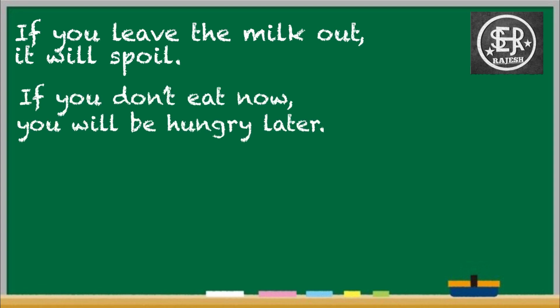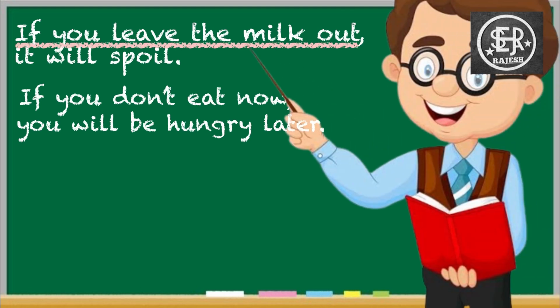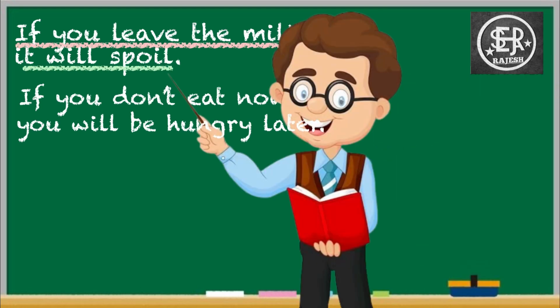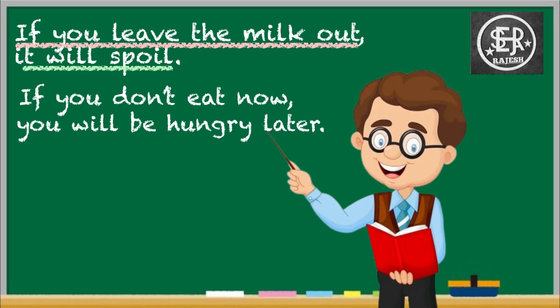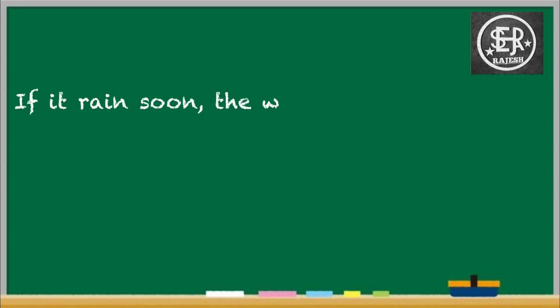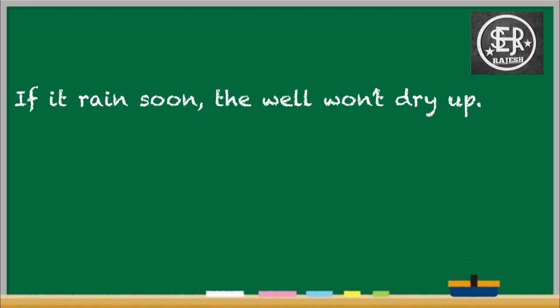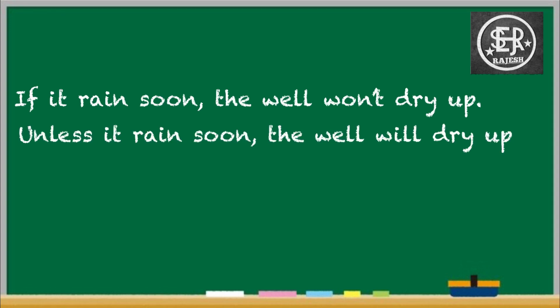In these examples, it is said that if it happens like this, then it will happen. The condition can be like this. If it doesn't happen like this, then it will happen like this. You can say that if that is the case, replace if in the condition with unless. Now look at this example. If it rains soon, the well won't dry up. If we say the same sentence with unless, it will be: unless it rains soon, the well will dry up.